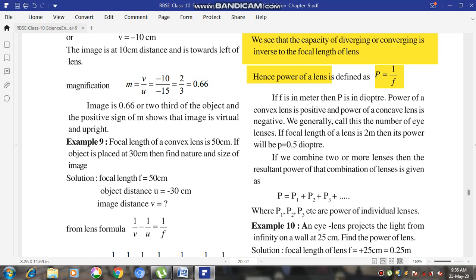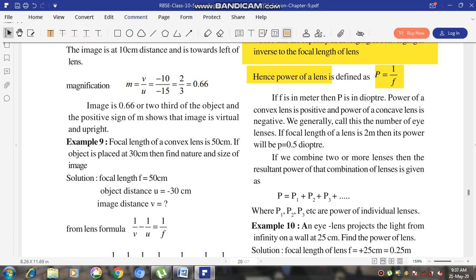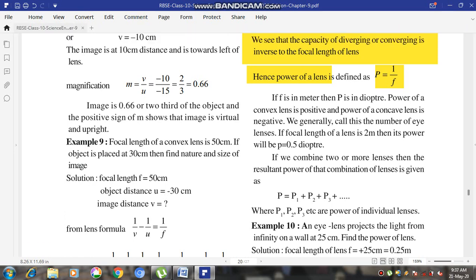Okay, what is the unit of power of lens? That is diopter. Generally we can call it the number of an eye lens. If the focal length of a lens is 2 meter, then its power will be 1 by 2, equal to 0.5. So P equal to 1 by 2, where 2 is the focal length. So the power will be 0.5 diopter.